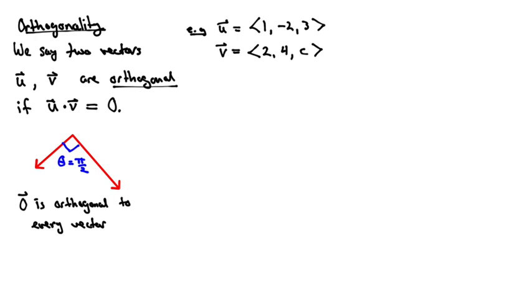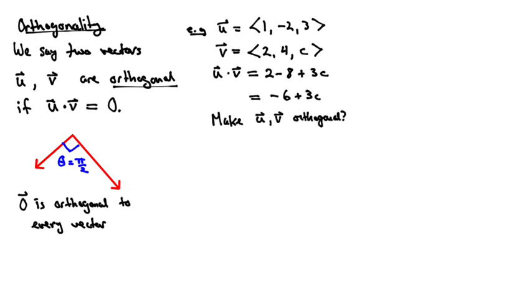So the first thing we're going to do here is take their dot product. I'm going to go 1 times 2 plus minus 2 times 4 plus 3 times c. And so their dot product is minus 6 plus 3c. If I want to make u and v orthogonal, I need the dot product to equal 0, and that happens when 3c is equal to 6. So the only value of c that will make these two vectors orthogonal is when c is equal to 2.